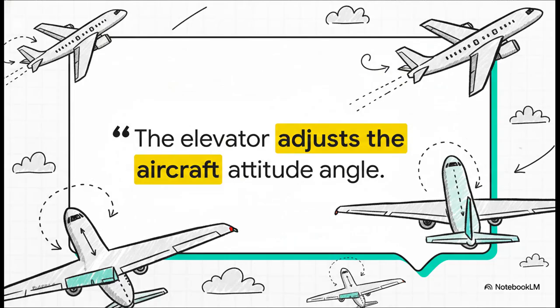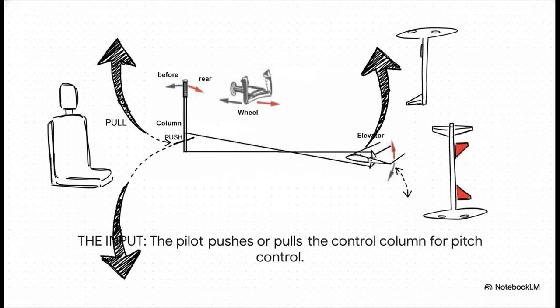Okay, so that's rolling. What about pointing the nose up and down? Well, that's pitch control. It's all about adjusting the plane's attitude angle. That's just pilot speak for where the nose is pointing. And the control surface that handles this is the elevator, which is on the horizontal part of the tail. And again, the input could not be more intuitive.